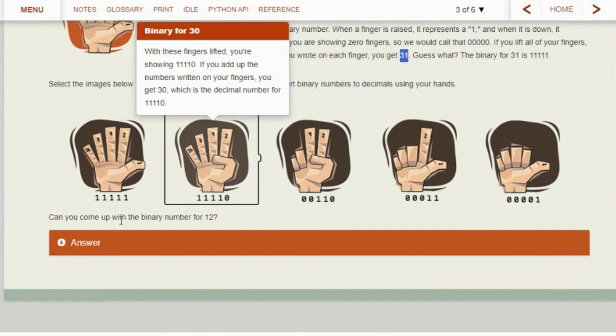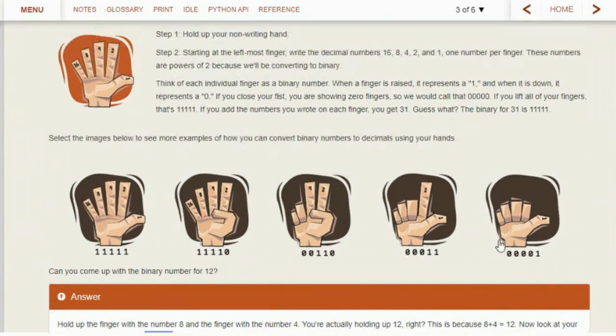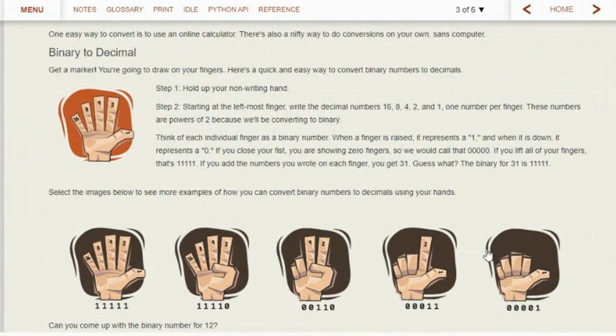So can you come up with the binary number for 12? Well, let's see, 12. We need an 8 and a 4, right? So you just hold those 2 fingers up. So it'd be 01100. 8 plus 4 equals 12. 01100. So that's kind of how binary works. It's all powers of 2. Decimal is powers of 10. So hexadecimal, yes, is powers of 16.